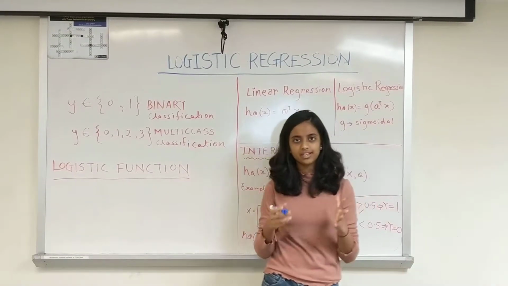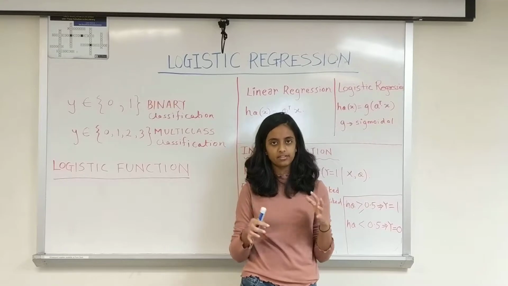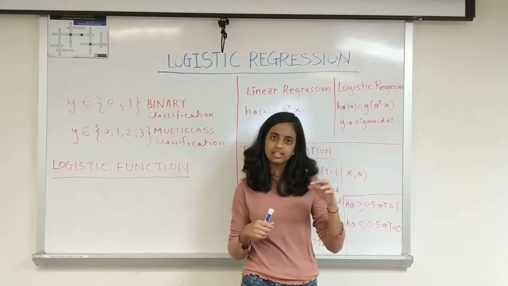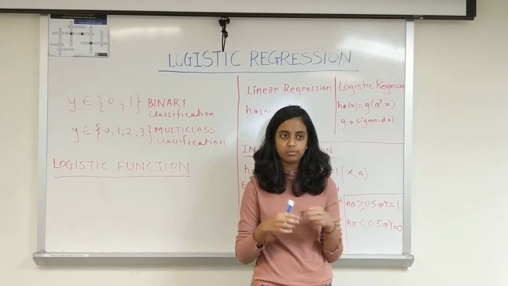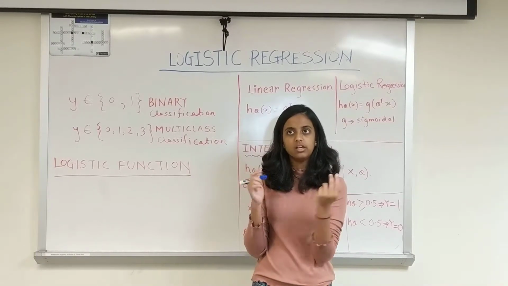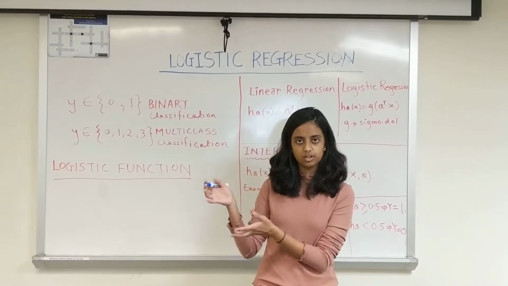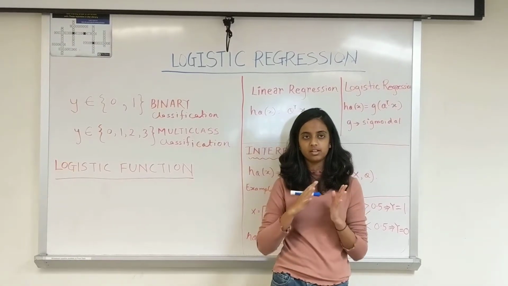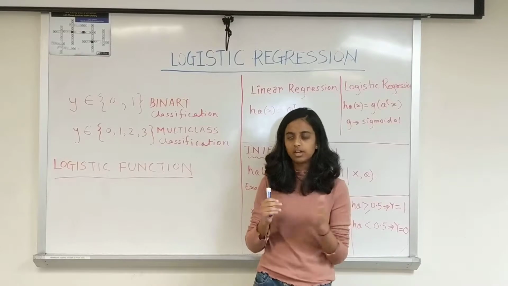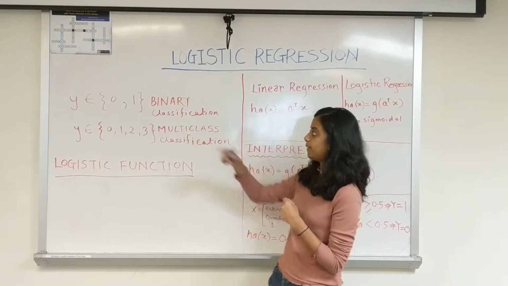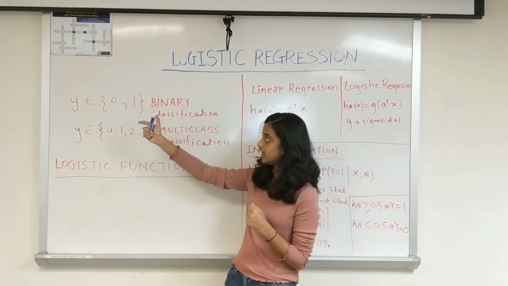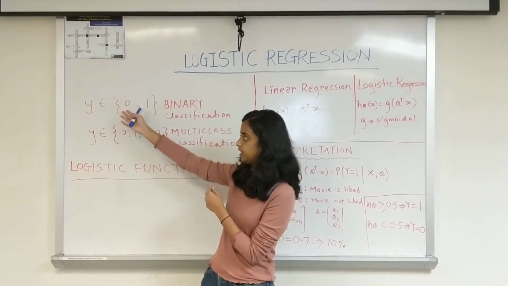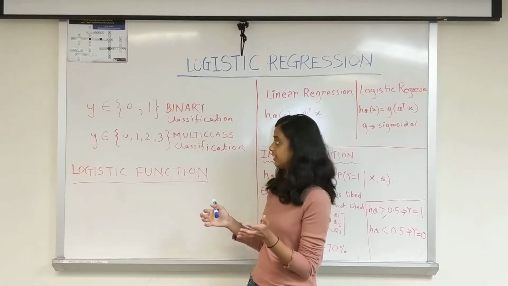So logistic regression is a kind of predictive analysis model which is used for classification tasks. Unlike linear regression, where we were trying to predict a variable which could take a continuous valued function, in logistic regression the variable that we are trying to predict can only take discrete values. If we are doing binary classification, then our variable can take a value of either 0 or 1, 0 being the negative class and 1 being the positive class.